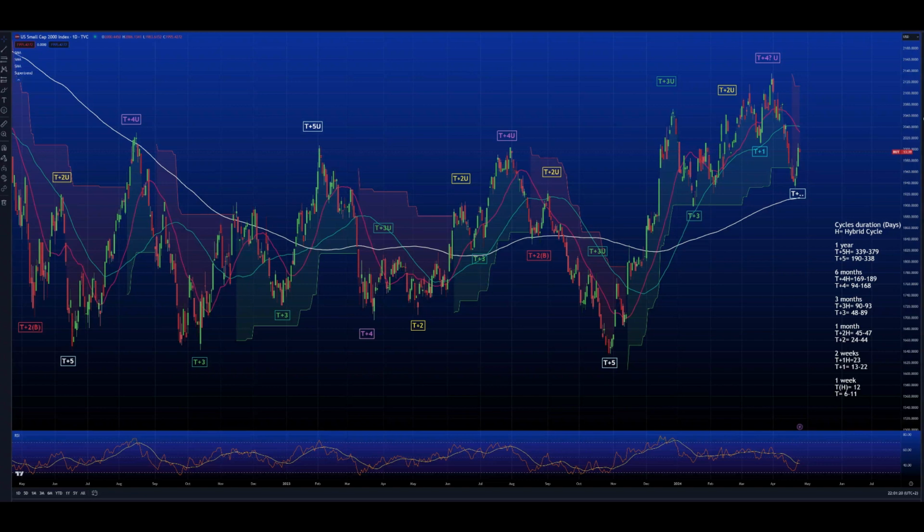This is the 10th episode, and we're going to have a look at an index rather than a single stock. Namely, we're going to describe what has happened in the last years on the Russell 2000, or the small cap US index. And by using the T cycle analysis, we're going to make a forecast regarding the future direction of the price.